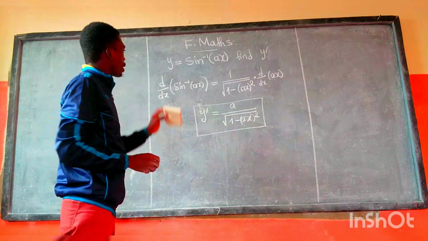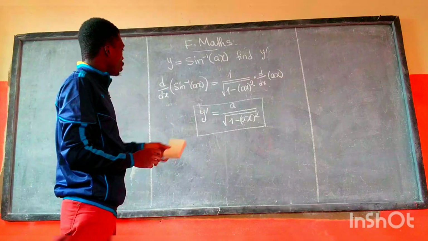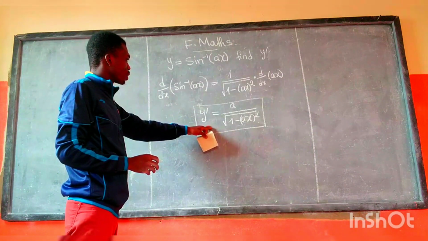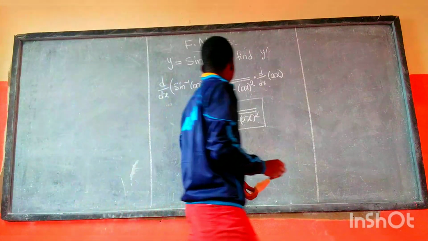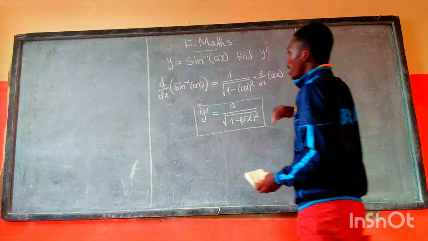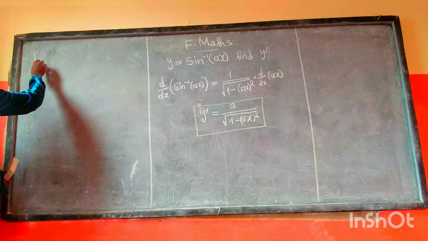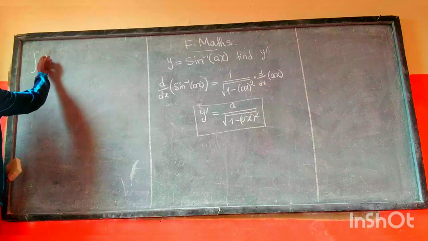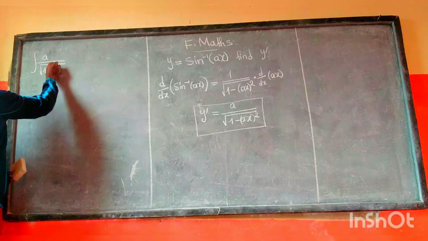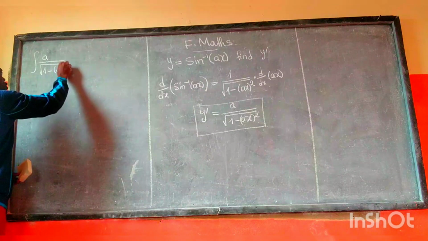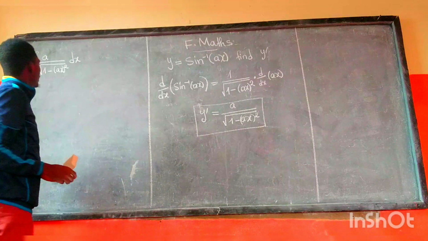But now the question says, and then integrate your result. So after having the derivative, let us now integrate the result. It means we are going to have the integral of a divided by the square root of 1 minus ax all squared dx. So how am I going to do this?